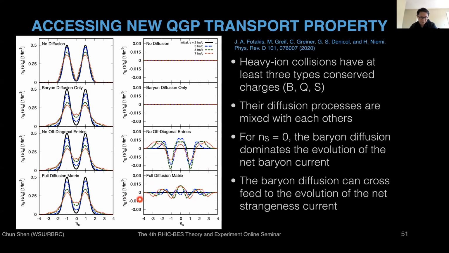So you can see that for those calculations, if you want to understand the strangeness current, for example, simulations involving lambdas, then you actually need to have these descriptions included in the calculations.